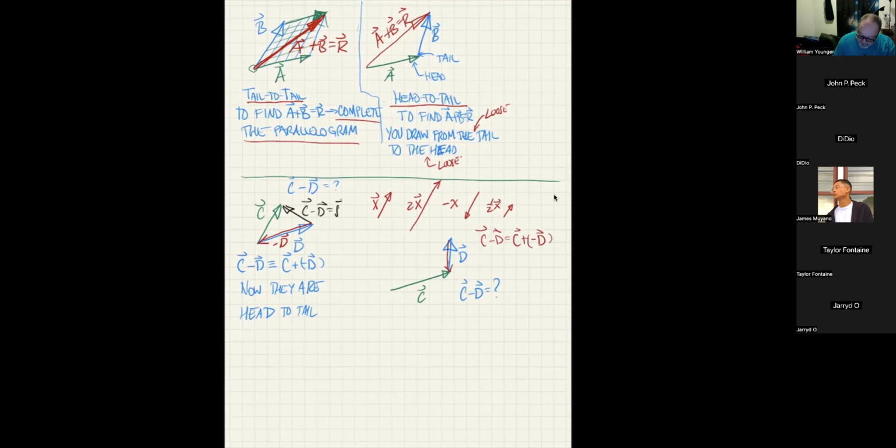Now that's kind of weird, but remember, we're allowed to move our vectors around anywhere we want. So I'm going to take this and put it right here. And that's negative D. And now I see that, in fact, this time I might go with a fabulous purple. And I'm going to say this vector is C minus D equals S2, say.